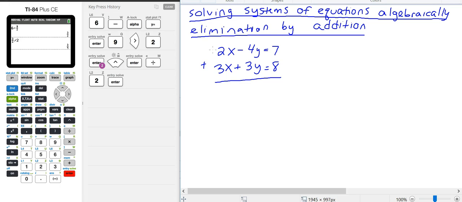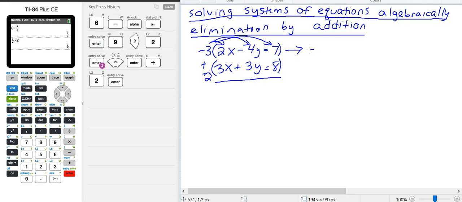For the y's, we have a negative 4y and a positive 3y. There's no way that we can change the negative 4y into a negative 3y, and there's no way that we could change the positive 3y into positive 4y. So there's nothing we can multiply by either of the equations easily to be able to use elimination by addition. But let's say we multiply the first equation by negative 3 and the second equation by positive 2. Then for the first equation, we have to make sure we distribute it over all of the terms, even the constant on the other side.